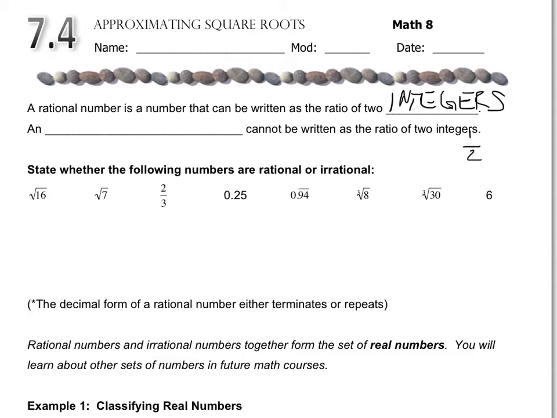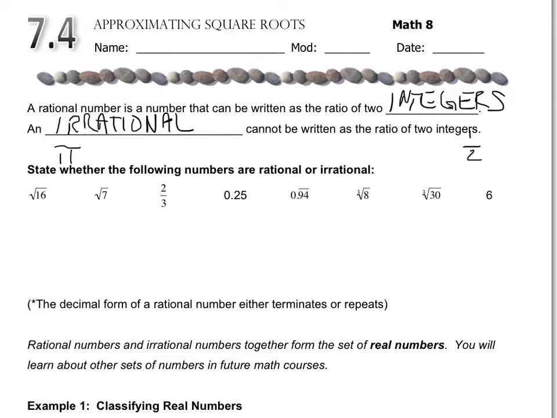An irrational number cannot be written as the ratio of two integers. So one of the more famous numbers that we talk about when we talk irrational is pi. Pi is an irrational number. There's no way to write it as a ratio of two integers.